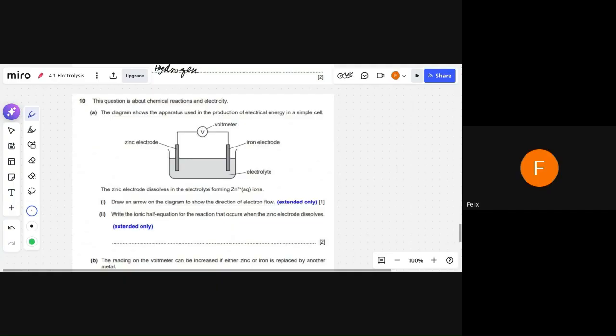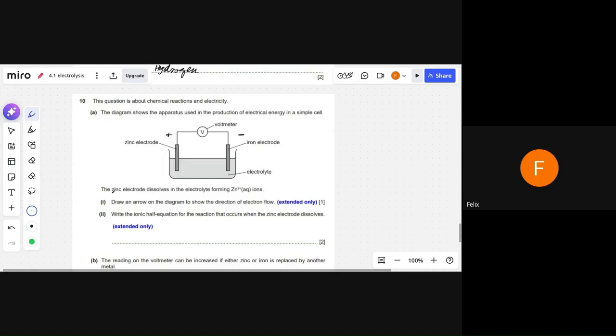Let me just quickly take a look at the reactivity series. So zinc is more reactive than iron, right? So zinc will be losing electrons, and it will have a positive charge, right? And iron will gain these electrons, so iron will have a negative charge. So how will you determine?